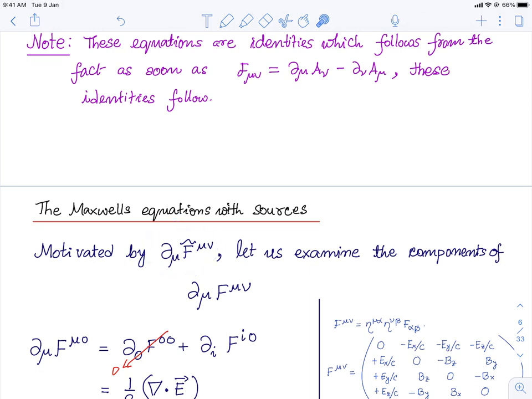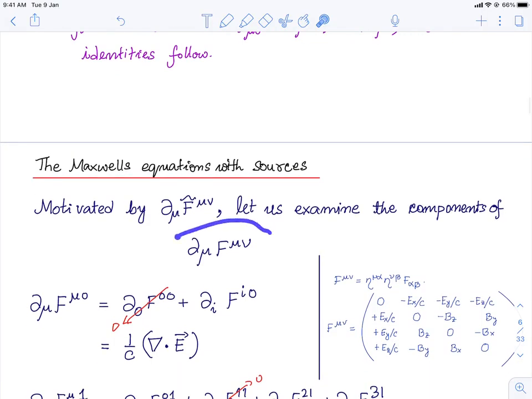Then it is natural to wonder and check what is the divergence of the field strength itself. So the divergence of the dual field strength is 0 by identity, and this gives us four of the 8 components of the Maxwell's equations.